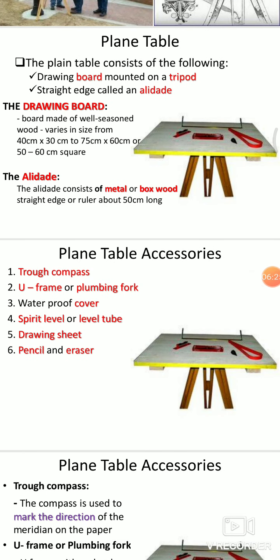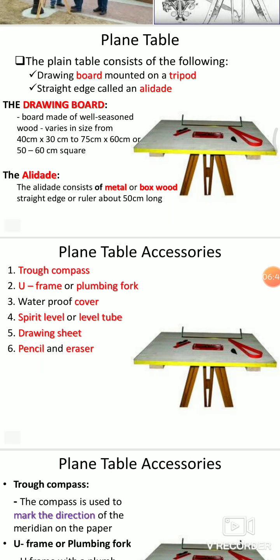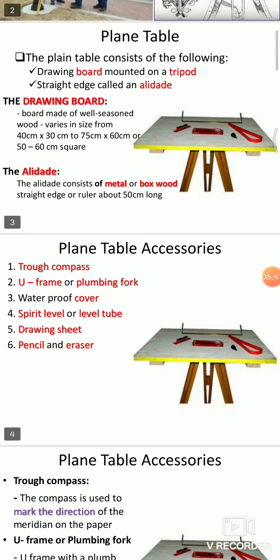The leveling staff is nothing but a scale which is used for marking the lines which are measured on the ground with the help of tape or chains. It is used for marking the survey line with the help of pencil. It consists of a metal or boxwood straight edge about 50 centimeters long.